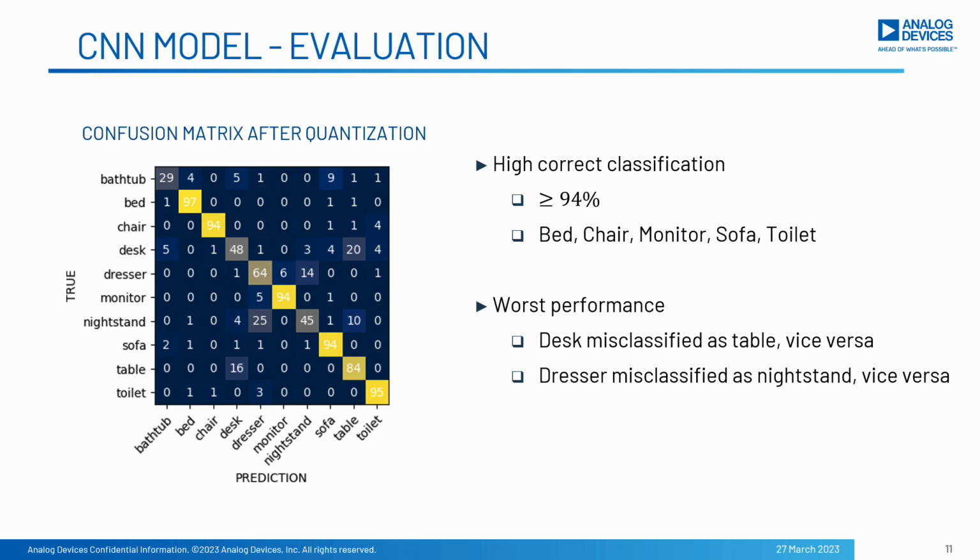And then going on to the confusion matrix, we saw that the best performing classes were bed, chairs, monitor, sofa, and toilet, while the worst performing were desk and dresser. Desks were misclassified as tables because desks are also tables, and small dressers are misclassified as nightstands because when you look at it, it really looks like a nightstand on depth map.